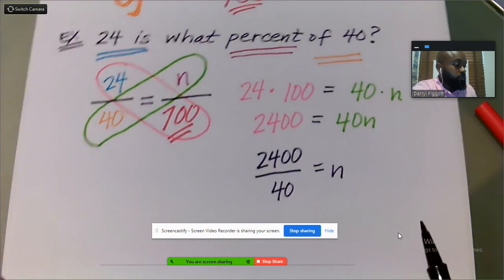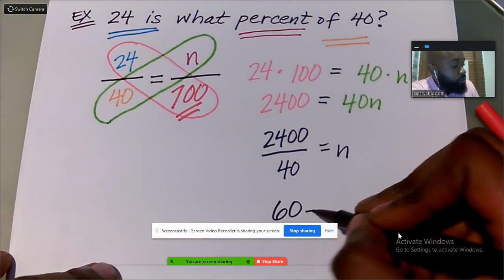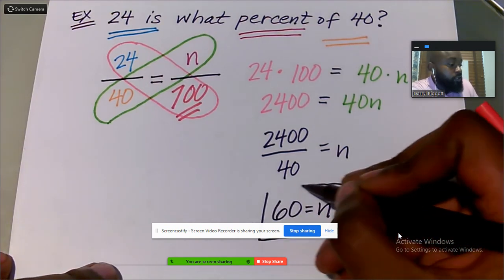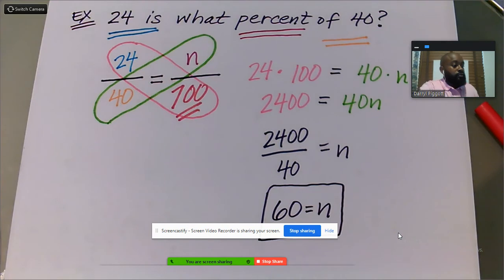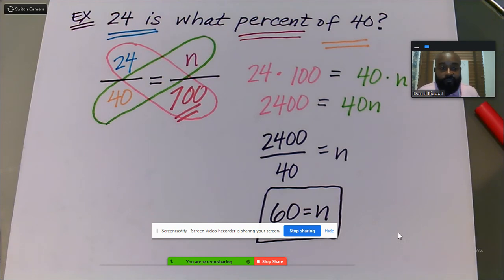So for this problem here, 60 equals n. I'm going to put a box around that. In terms of understanding our answer, that's 24 is 60% of 40. So that's one type of problem. I'm going to make another video for the other two types. All right.